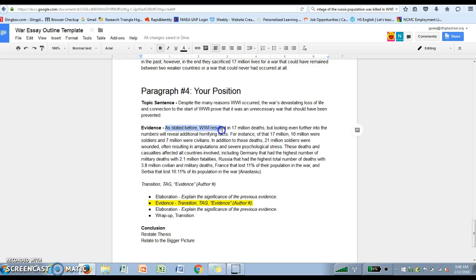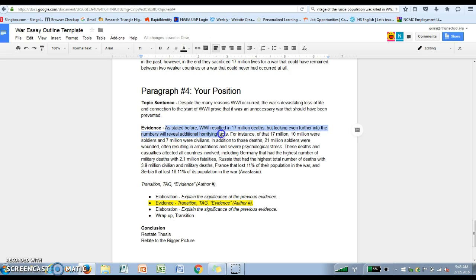First off, it has an entire sentence dedicated to transitioning. So first, the evidence says, as stated before, World War I resulted in 17 million deaths. The 17 million deaths fact has been repeated at least twice, if not 3 times, in the essay previously. So this is relating back to an important number that has been central in proving the position of the essay. So it brings that number back and then explains that this paragraph is going to look even further into this number to reveal just how horrifying World War I was.